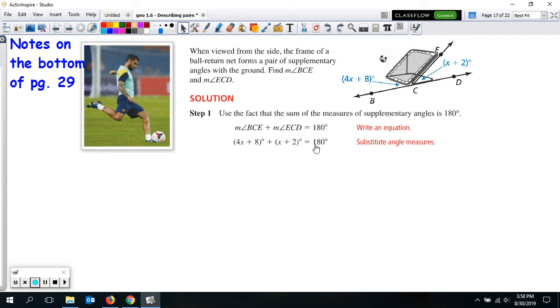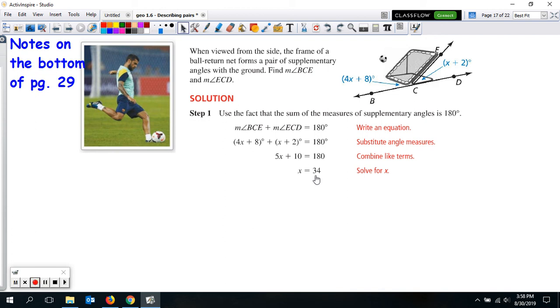Okay, so hopefully you've got an answer for x now. We're going to combine like terms, so it's going to be 5x plus 10, subtract 10, so 5x is going to equal 170, and x would equal 34. So you divide by 5, so 170 divided by 5 is 34. So you should have got x equals 34.